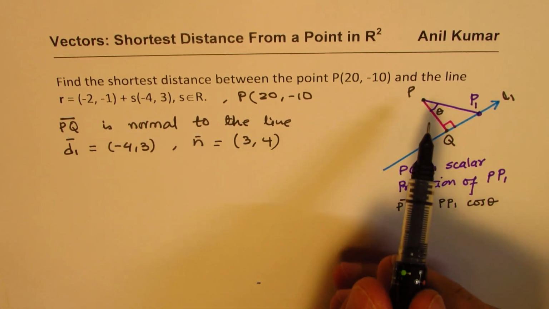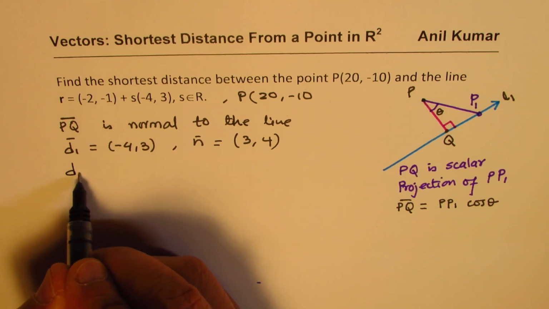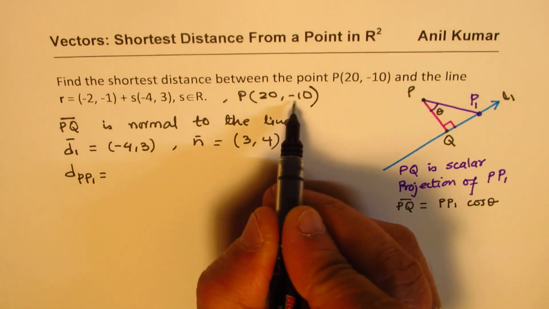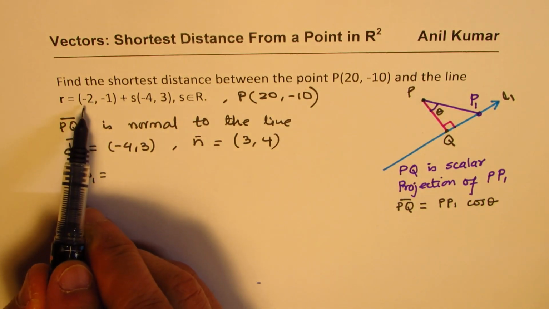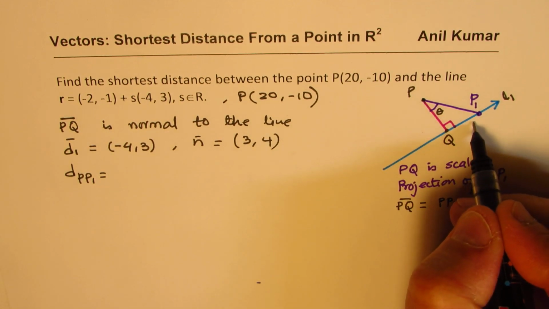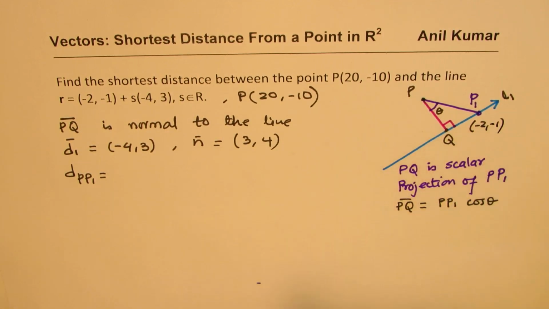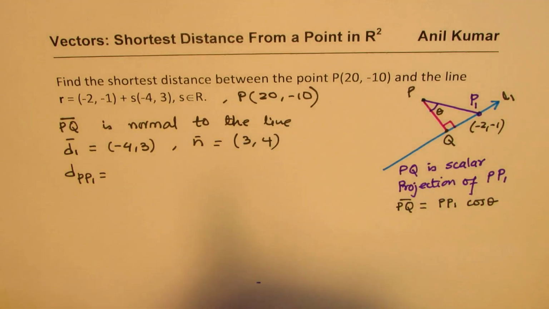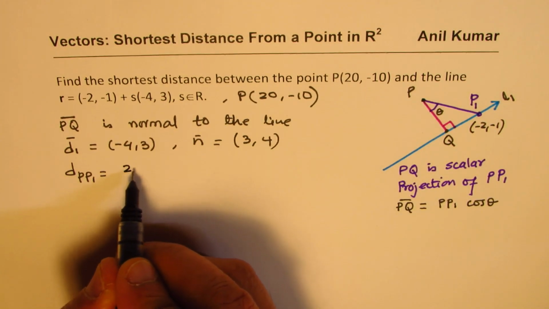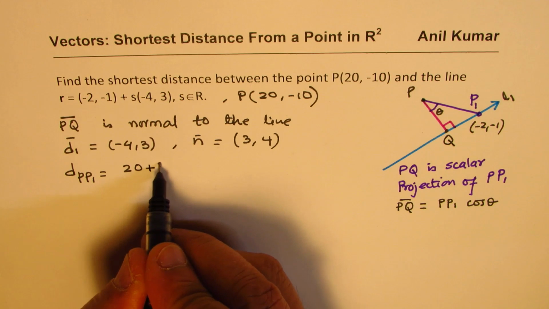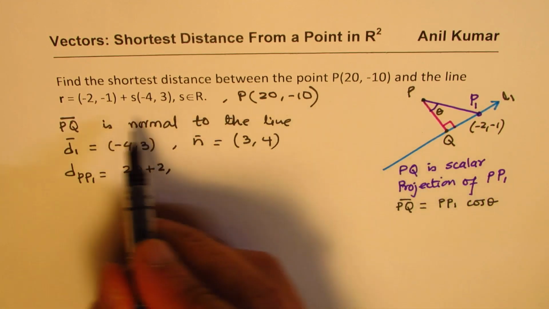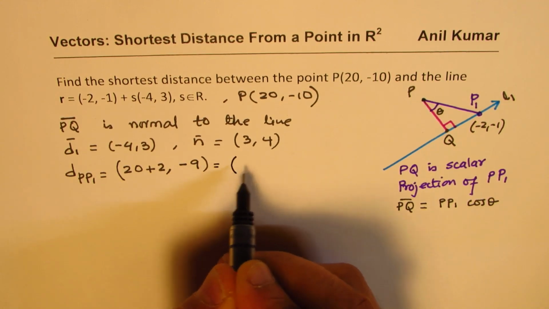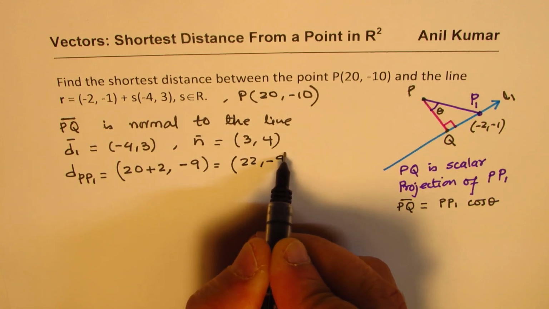Correct? So let us find the direction for P to P1. What is that direction? So we know P is (2, -10). We also know a point here, (-2, -1). So let's assume this point is (-2, -1). Is it okay? So in that case, the direction from P to P1 is going to be what? It is going to be 2 minus -2, so that becomes 4, right? And -10 minus -1, that becomes -9, which basically will be (4, -9).